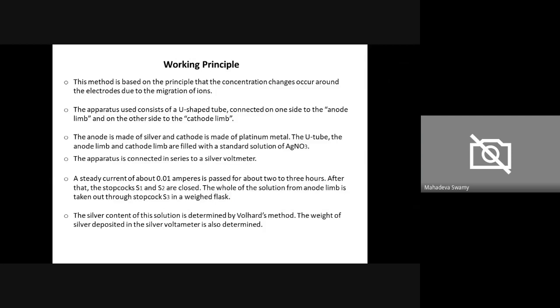After that, the stopcocks S1 and S2 are closed. Next, the whole of the solution from the anode limb is taken out through the stopcock S3 into a weighed flask. You weigh that. The silver content of this solution is determined by Volhard's method. You weigh it and then determine how much silver content is there in the solution. Next, in the Hittorf method, you take the weight of silver deposited in the silver voltmeter and the silver in the solution determined. So this is the observation part.